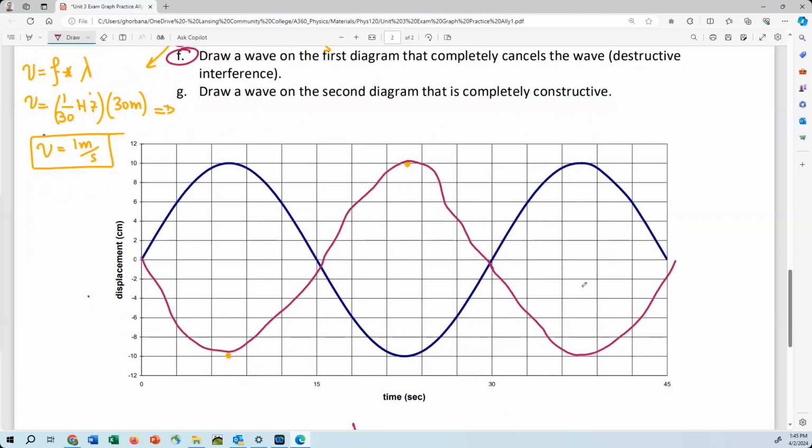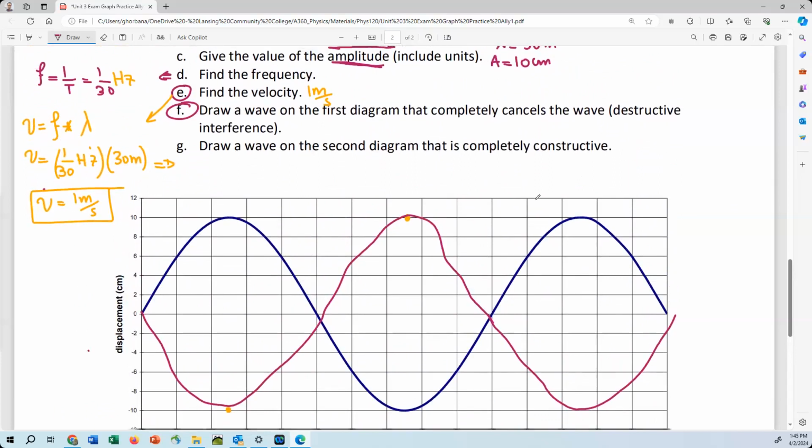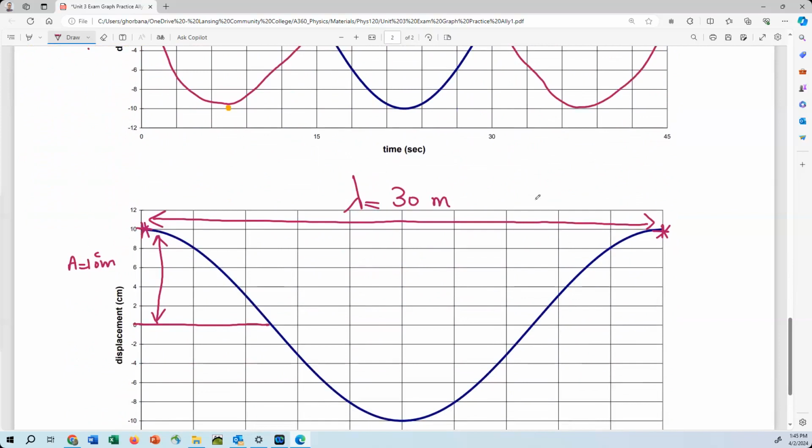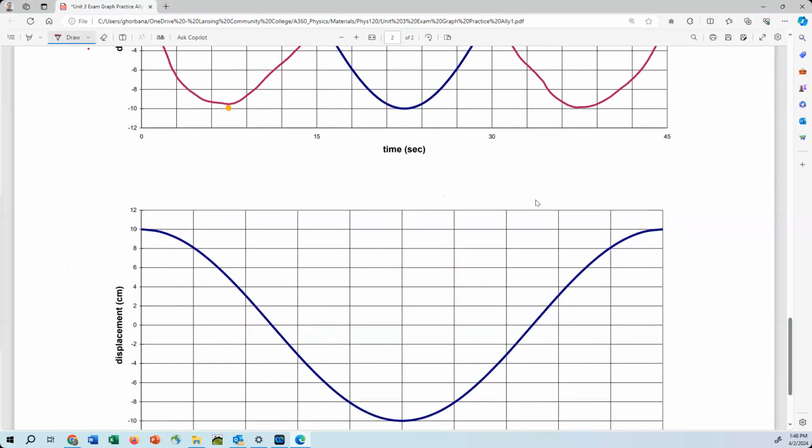Draw a wave on the second diagram that is completely constructive. It means we are supposed to graph the same graph. Let me use a different color. Because I would like it to be completely constructive, whenever I have a crest, I put the same point, same point, same point, and I connect all these points together. It should be exactly a line. This is going to be constructive interference. The second wave is exactly aligned with the first wave.